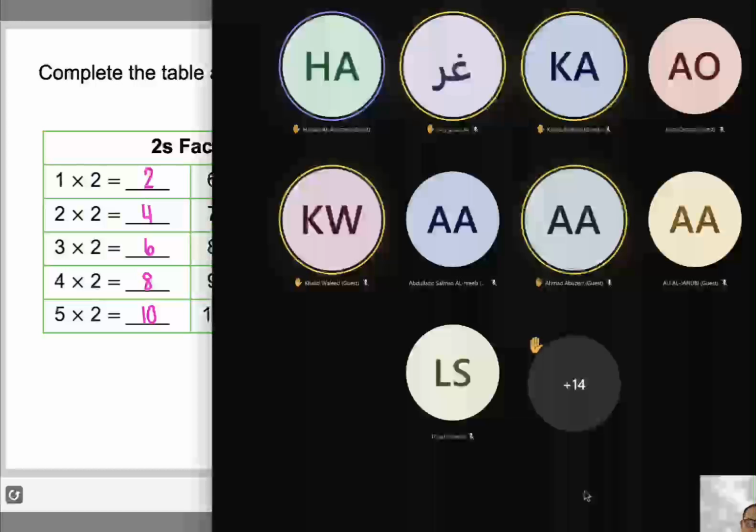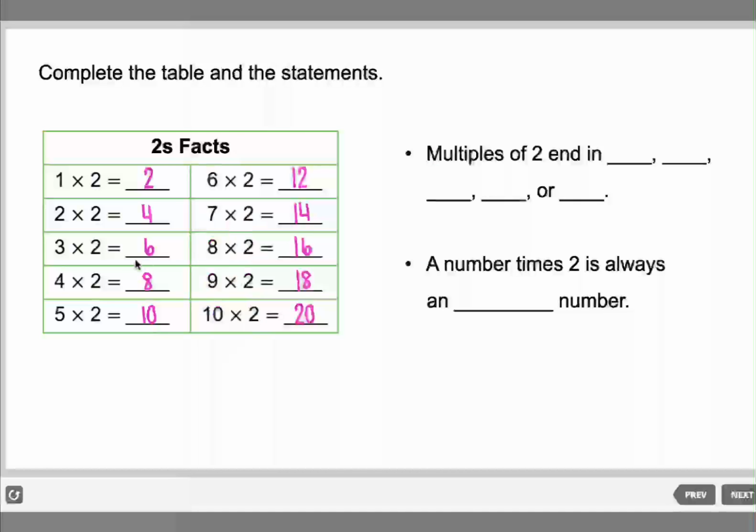Two times three, we count by three. Yes, but today we are counting by two, because these are two's facts. So you can count by three, because 2 times 3 is the same as 3 times 2. They are the same, but now we're multiplying by 2.